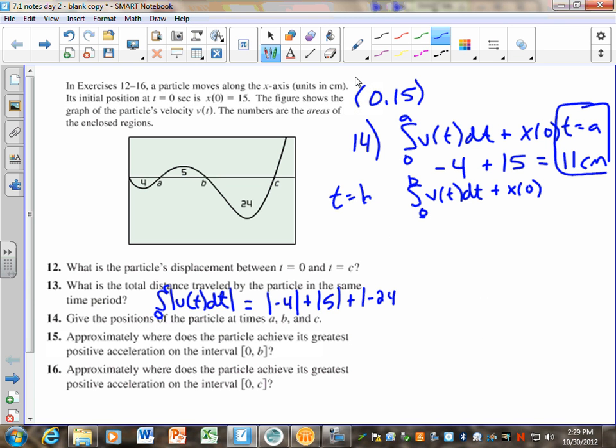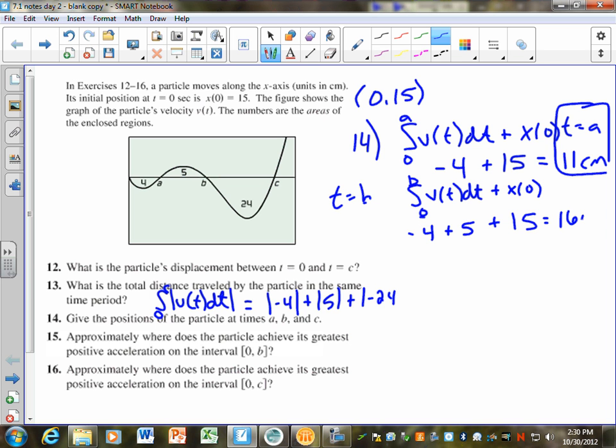And again, what's happening from 0 to b? Well, it goes -4, and then it goes up +5, plus, where did it start? At 15. So I think that ends up at 16 centimeters. And so I want you to do t equals c, since I did that part for you. So you're going to go from 0 to c seconds, plus that initial value. So remember the big difference between total distance and displacement and the ending position.